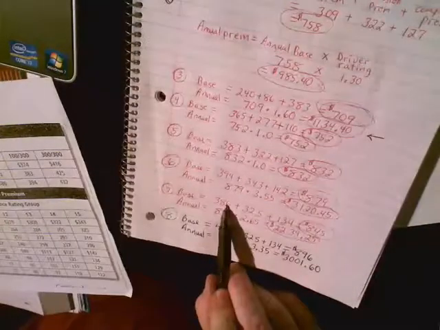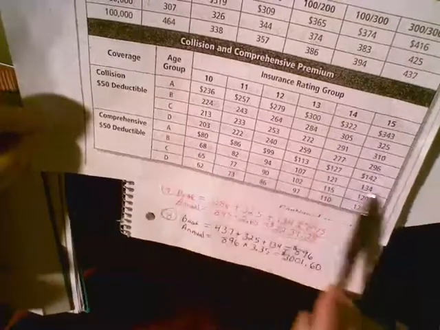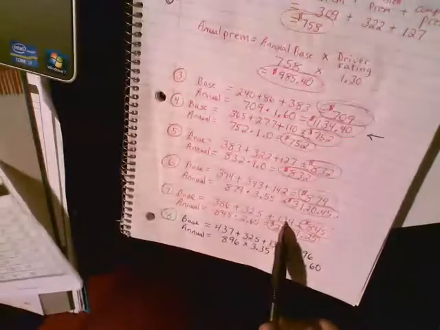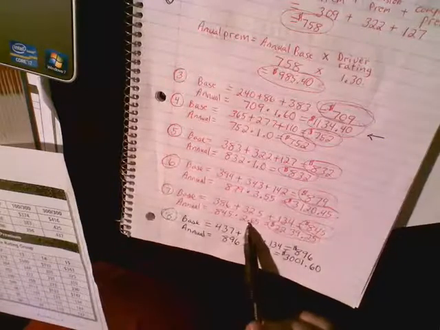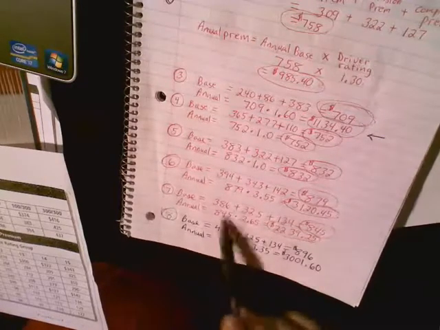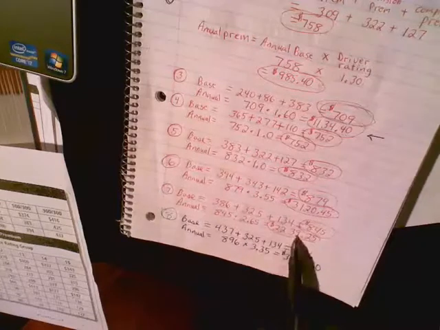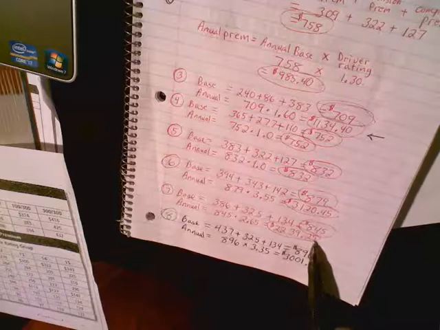And then her car is a B15. So B15 is $325 and B15 is $134. So $325 and $134. We add all those up. And then they tell us that her driver rating is a 2.65. So we multiply the 845 and the 2.65, and we get her annual premium is going to be $2,239.25.